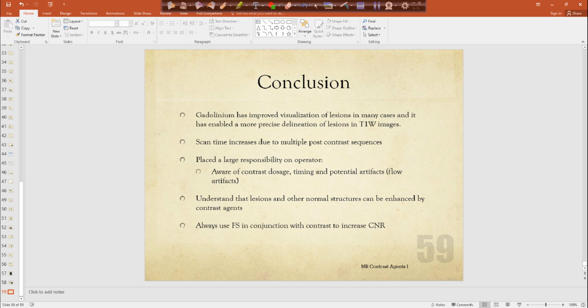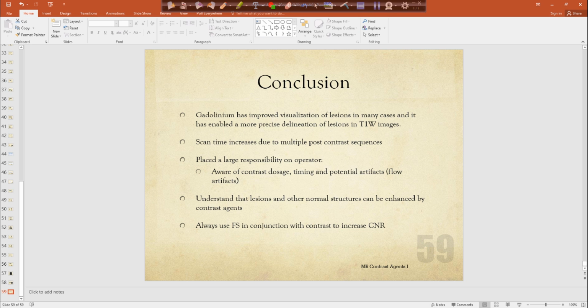So in conclusion, gadolinium has improved visualization of lesions by increasing the contrast between normal tissue and that actual lesion. So that tiny metastatic brain lesion that we were not able to see on the pre-contrast T1 weighted image, now we can see because it is brighter and we can distinguish it from our normal brain tissue.